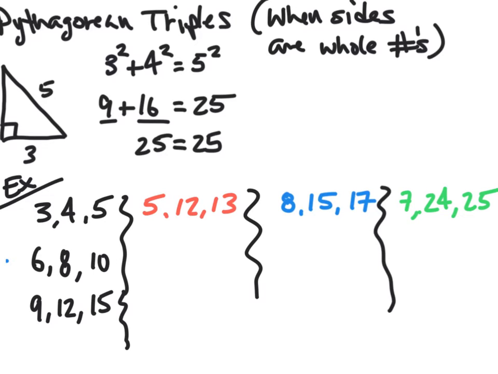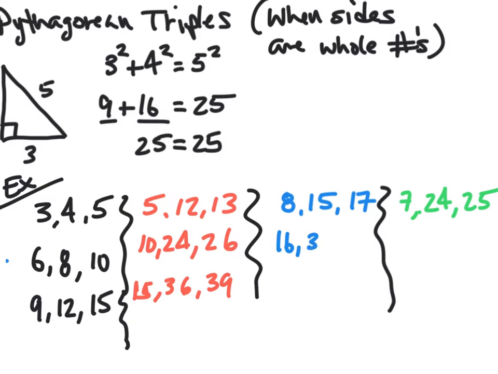The next one with a 5, 12, 13, if you multiplied that by 2, you would get a 10, 24, 26. Okay, if you multiplied it by 3, you'd get a 15, 36, 39, okay? If you took an 8, 15, 17, if you doubled that, then you would get 16, 30, 34.